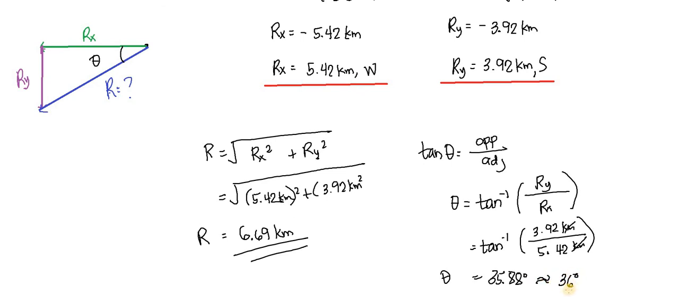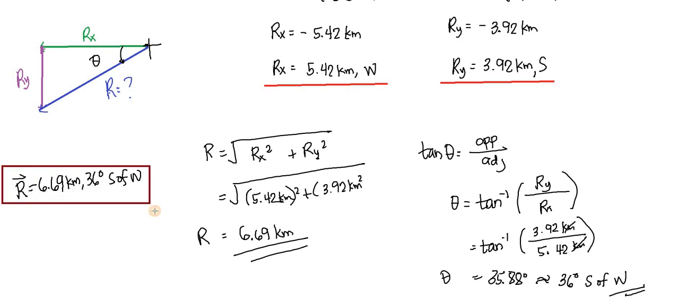But 36 degrees, ano yung magiging direction niya? You can draw here a small Cartesian plane, and that is attached to west. That is south from west. So that will be your south of west. If you will write the whole resultant vector, then that is r equal to 6.69 kilometers, 36 degrees south of west. So that is your final answer. Okay, so that's it.